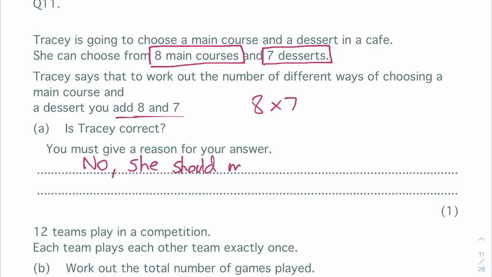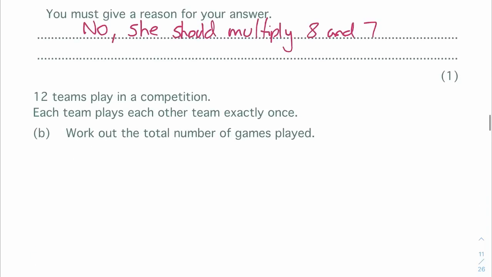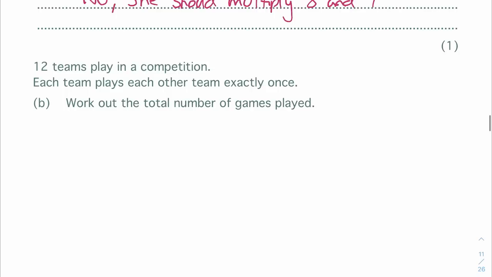There we go, there's our answer. You wouldn't need to actually work it out unless it asked you to. We're just stating if she's correct or not, obviously with a reason. The next one says 12 teams play in a competition. Each team plays each other team exactly once. Work out the total number of games played.